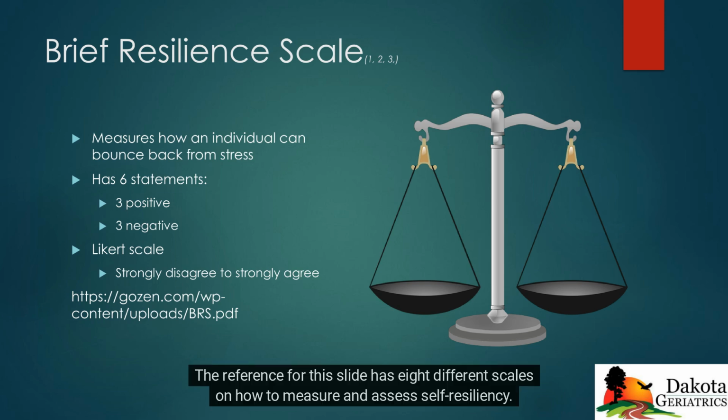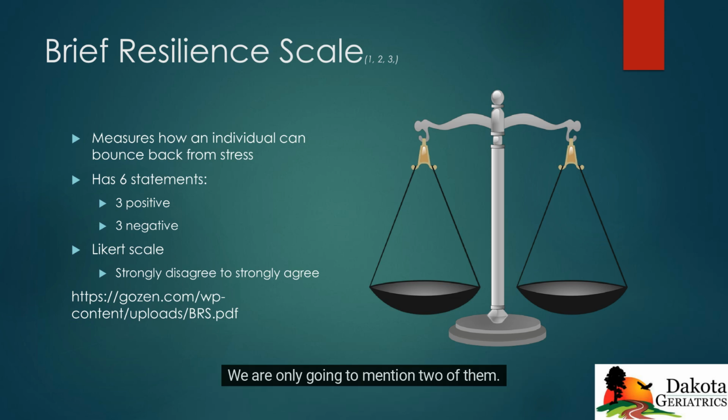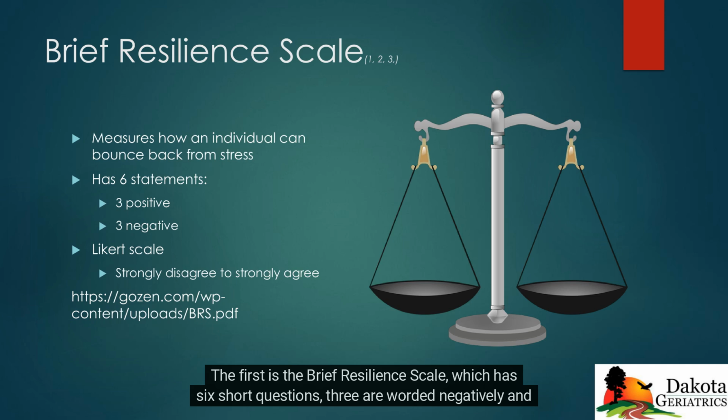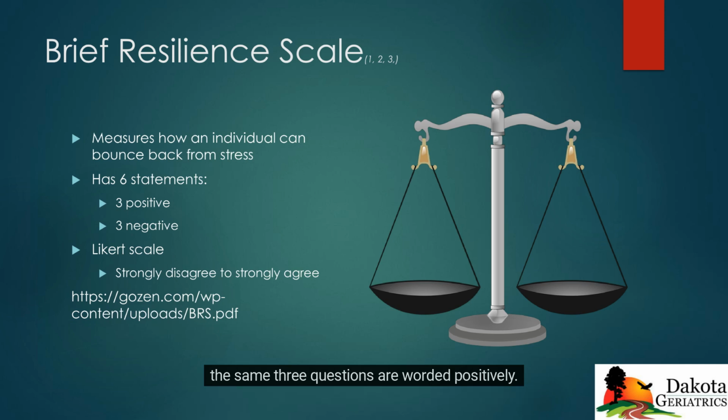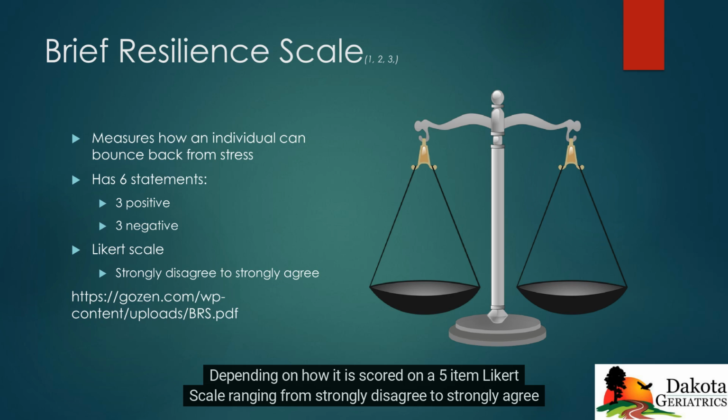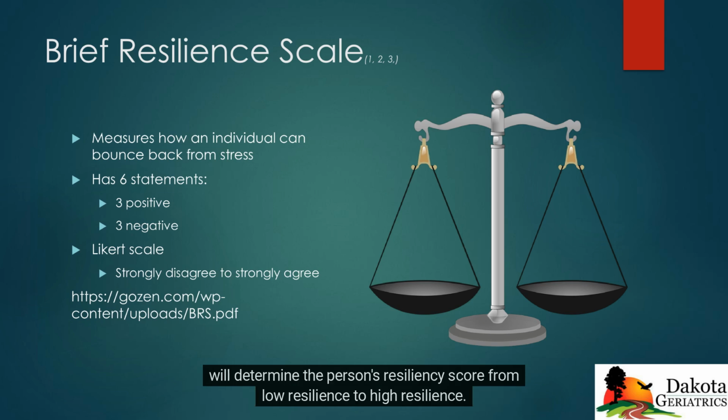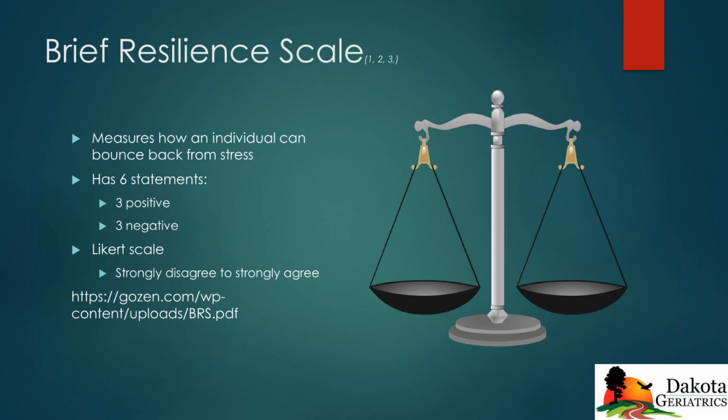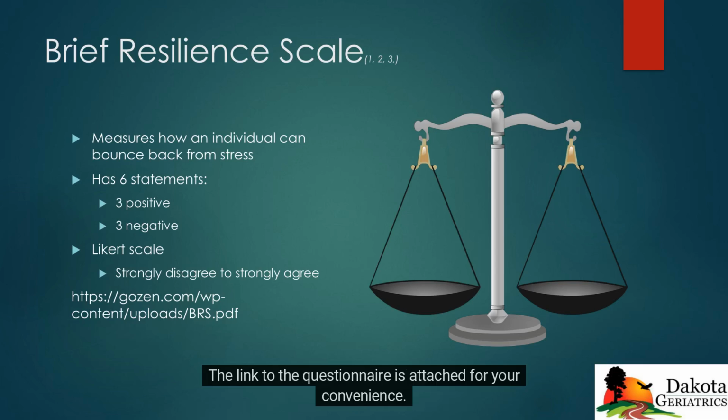The reference for this slide has 8 different scales on how to measure and assess self-resiliency. We are only going to mention 2 of them. The first is the Brief Resilience Scale, which has 6 short questions. 3 are worded negatively, and the same 3 questions are worded positively. Depending on how it is scored on a 5-item Likert scale, ranging from strongly disagree to strongly agree, will determine the person's resiliency score from low resilience to high resilience. The link to the questionnaire is attached for your convenience.